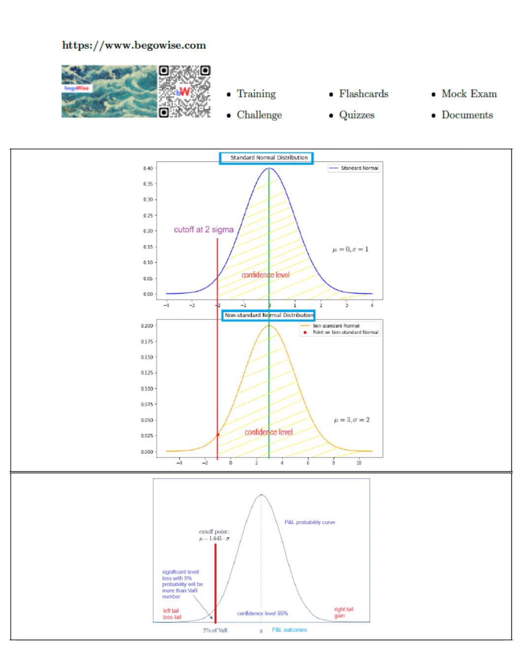Finding the VAR cutoff. To find the VAR, we look at the left tail of the distribution, where the losses are. We determine the point on this tail that corresponds to our significance level. This point is our cutoff point. The value of x at this cutoff point is our VAR. Example, if our confidence level is 95%, our significance level is 5%.